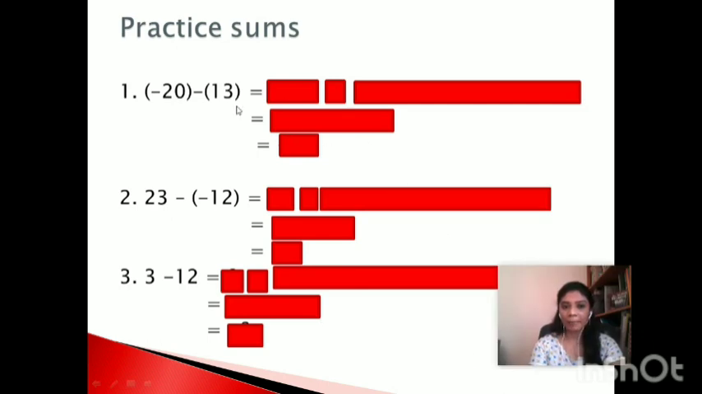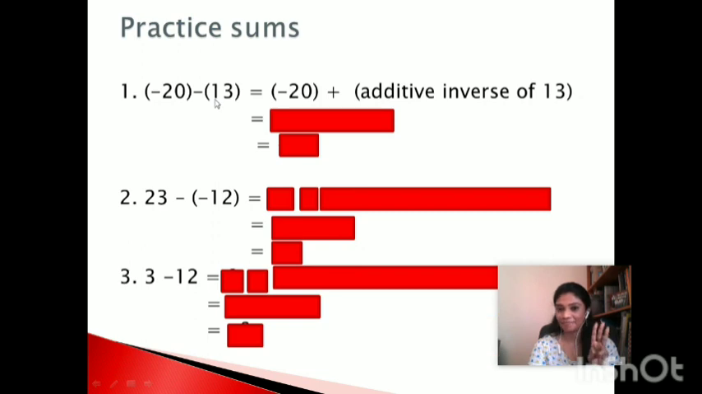Minus 20 minus 13. So recall the steps. First, you need to keep the first integer as it is. Change the subtraction operation to addition. That is my second step. Third, you need to find the additive inverse of the second integer and add to the first. So what is the additive inverse of 13? Minus 13, isn't it? So you need to add minus 20 plus minus 13.